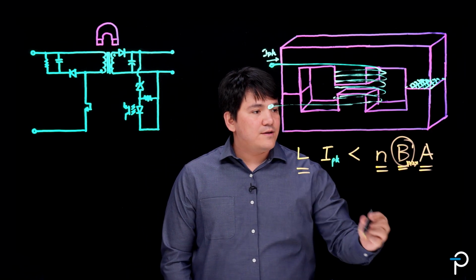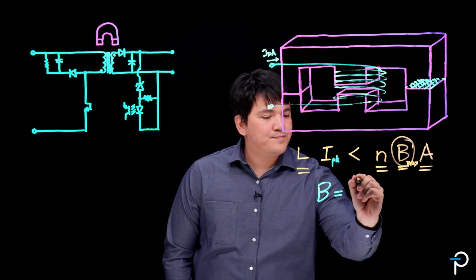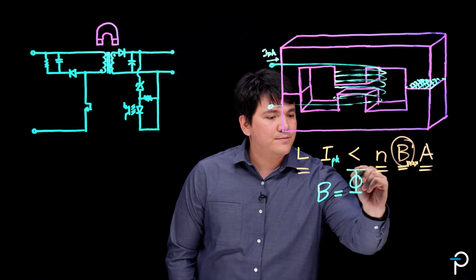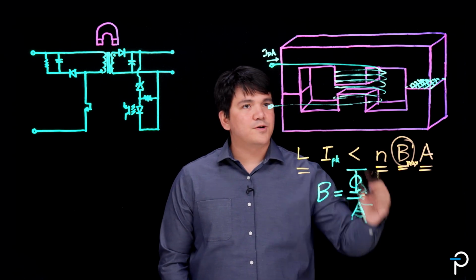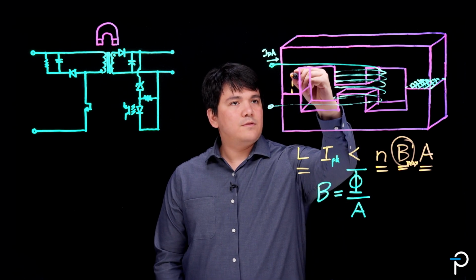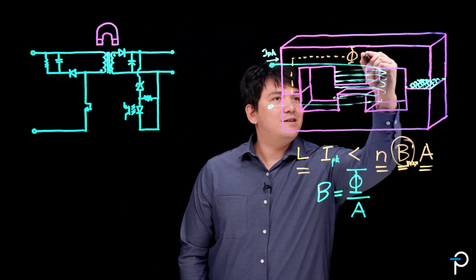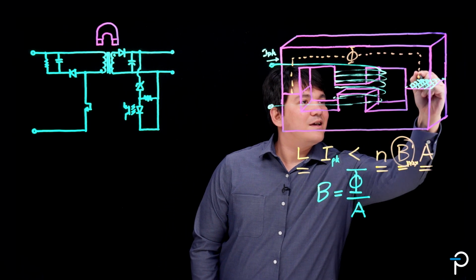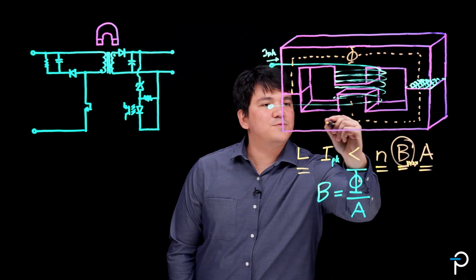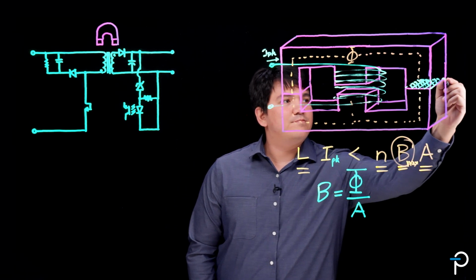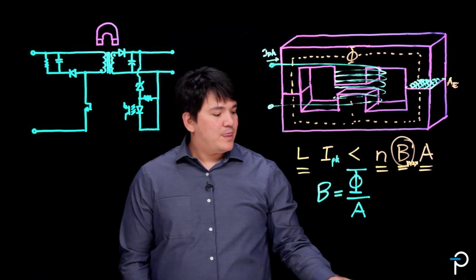Magnetic flux density B is defined as magnetic flux per unit area. In a transformer, this would be the flux. So these would be your flux lines. And like I said, this would be your effective area.